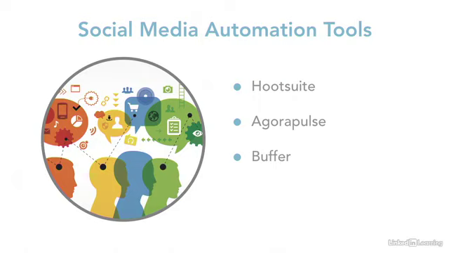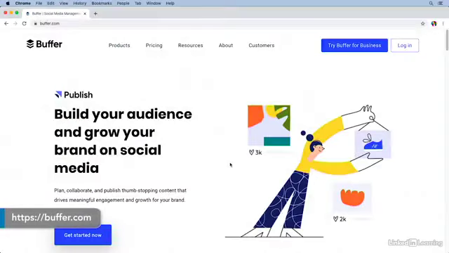The next tool that I'd like to go over is called Buffer. Now, Buffer doesn't have quite the features that Hootsuite and Agorapulse have. However, it's a little bit more affordable. So let's move over to the Buffer website and take a look at the pricing first, and then we'll go over some of the features. Okay, so here we are on the Buffer website, and I'm just going to click on the pricing section.